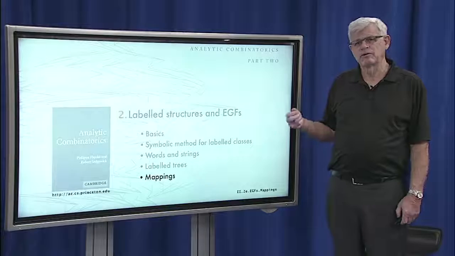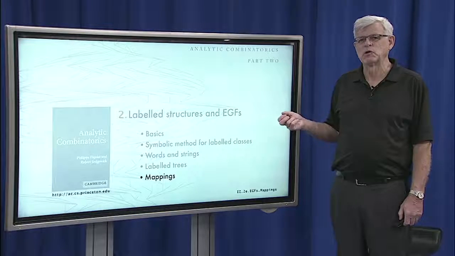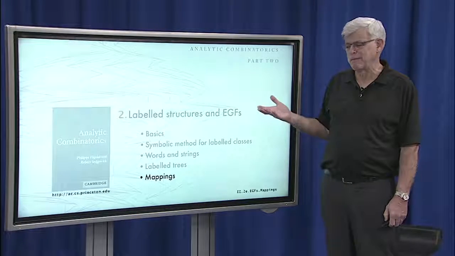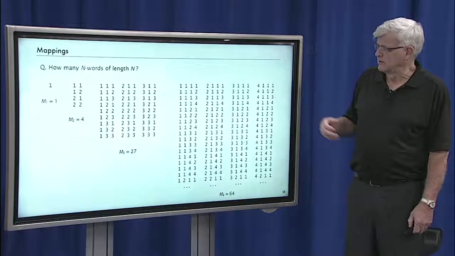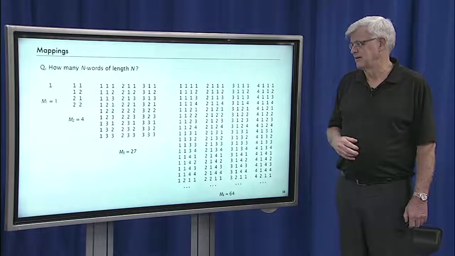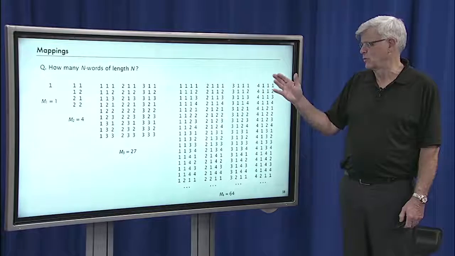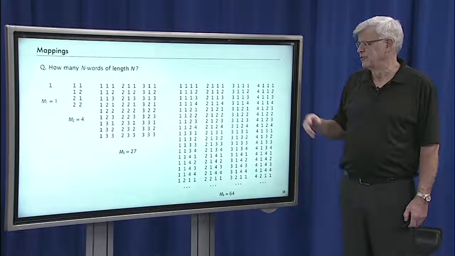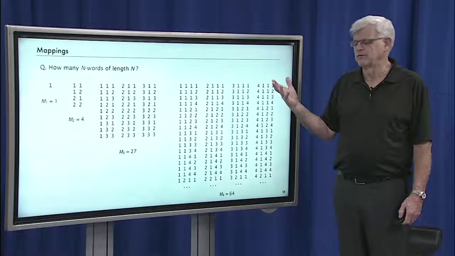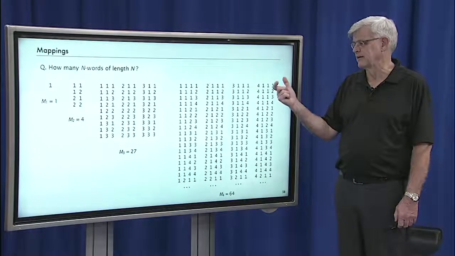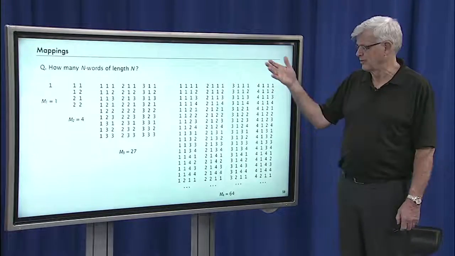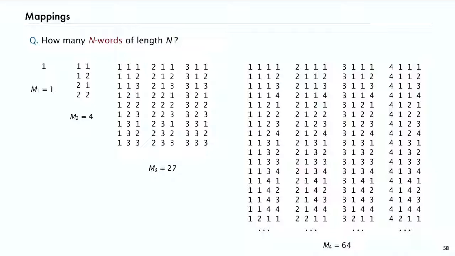Now we're going to finish up our study of labeled combinatorial classes by talking about mappings. A mapping is a very simple concept. A mapping is an n-word of length n. So it's a function from the integers 1 through n onto itself. We just list all possibilities. And it's pretty clear that the number of mappings is going to be n to the n.